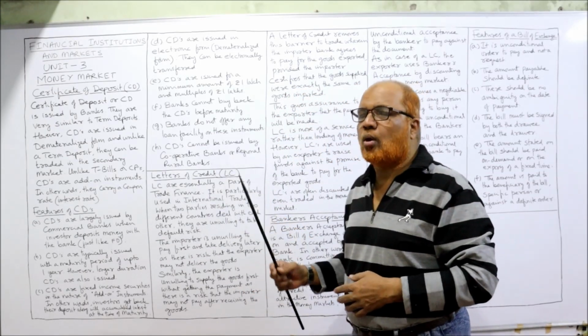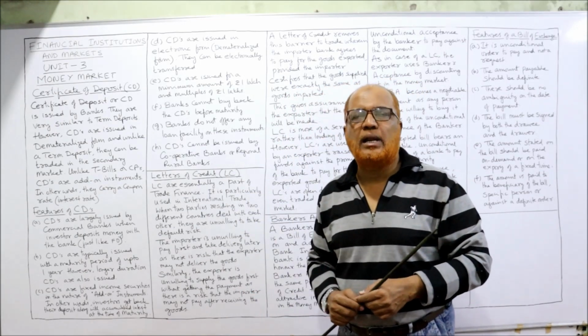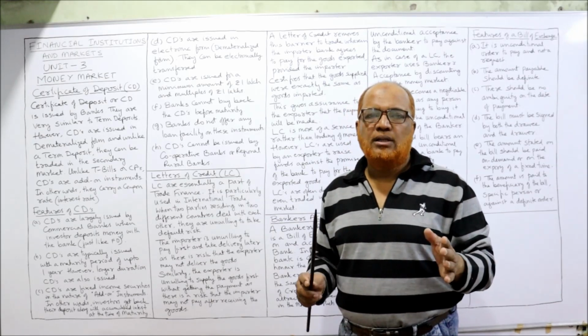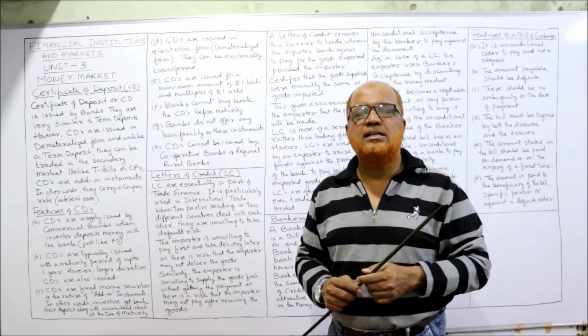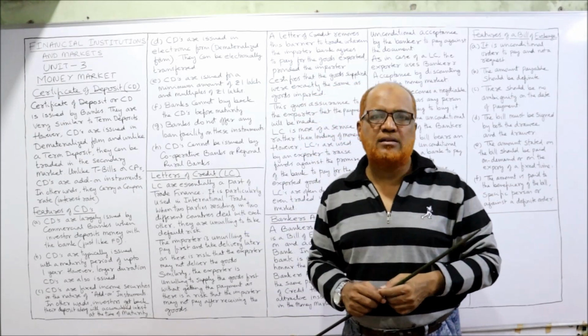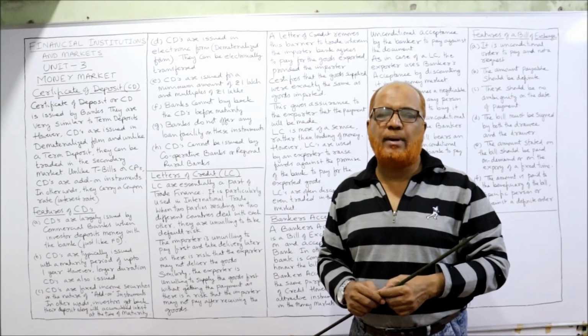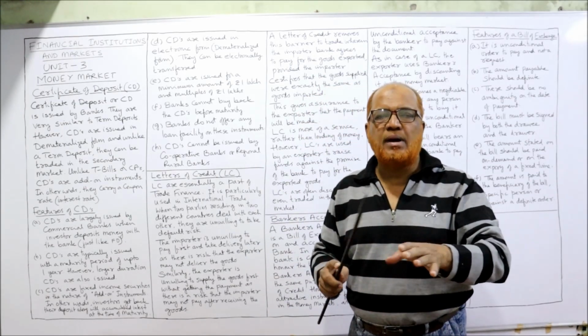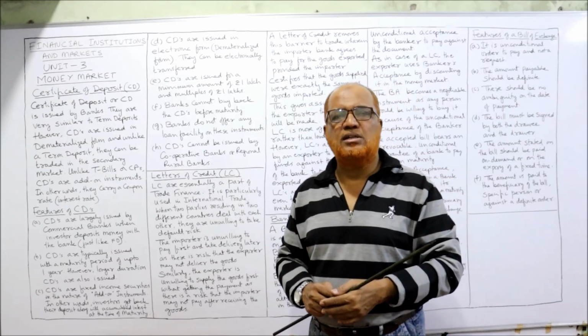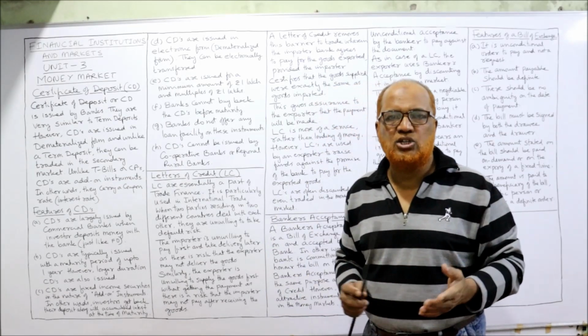CDs cannot be issued by cooperative banks and regional rural banks. The government has prohibited the issuing of CDs by cooperative banks and regional rural banks, RRBs. So these banks cannot issue the CDs. Other commercial banks can issue CDs.